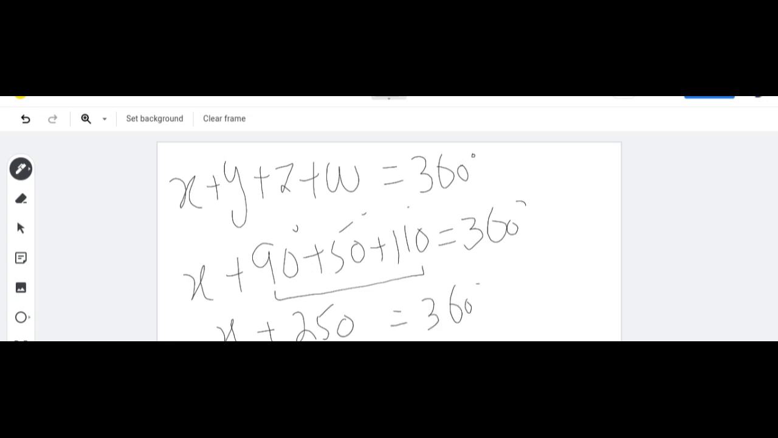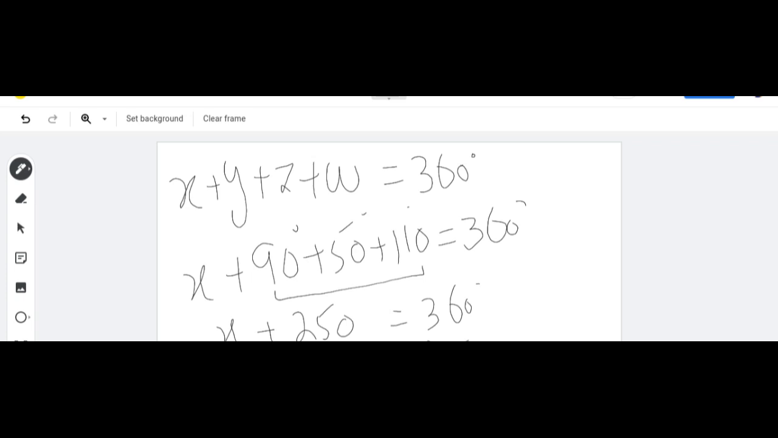Now I have to move this part to this side. What sign will it have if we move it? Subtract. 360 minus 250, the answer will be 110. Now you have to put this angle on the diagram. You will have all the exterior angles of the polygon.